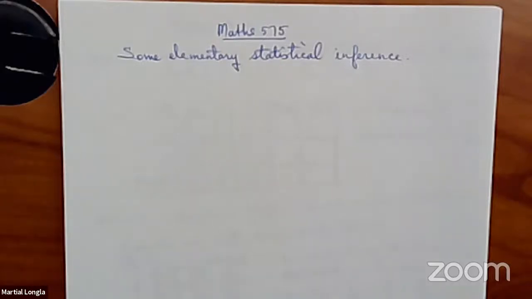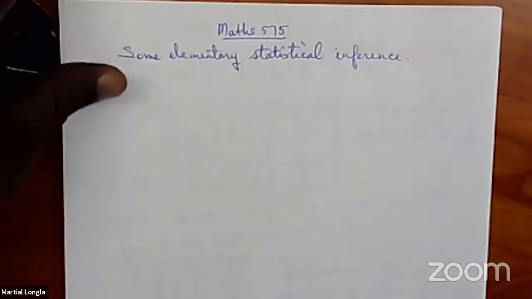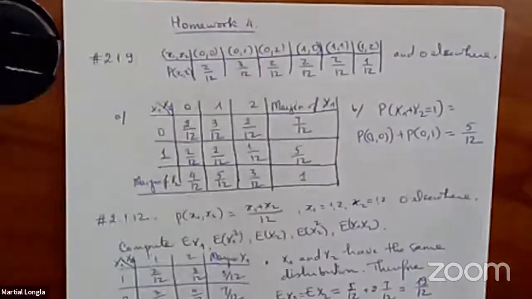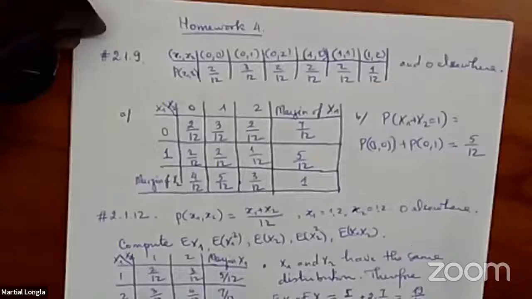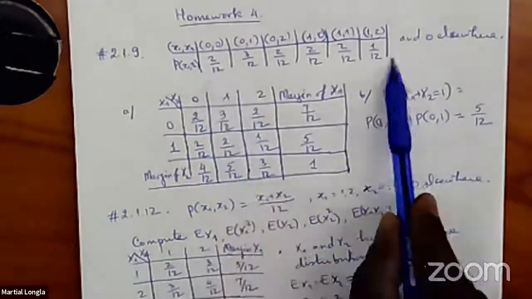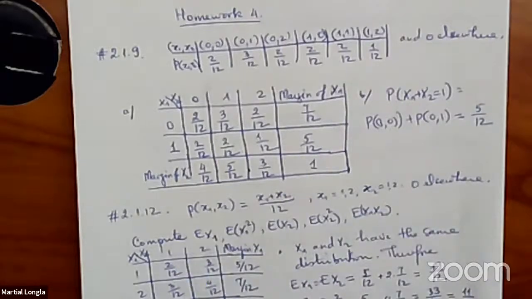Okay, so let's see. Getting back to our elementary statistical inference, but prior to that, let's talk about this homework. Problem number 1 was quite easy. Just draw a table, and in that table, put the values. It is a lot easier to handle like that for me.